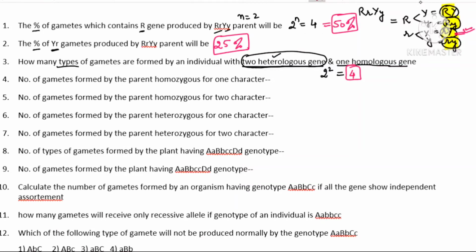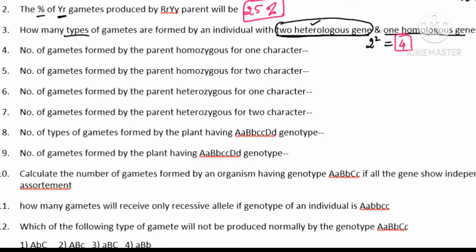Now next question: the number of gametes formed by a parent which is homozygous for 1 character. Let us assume this is homozygous for 1 character. How many types of gametes will it make? We have already solved it. It will make only 1 type of gamete.